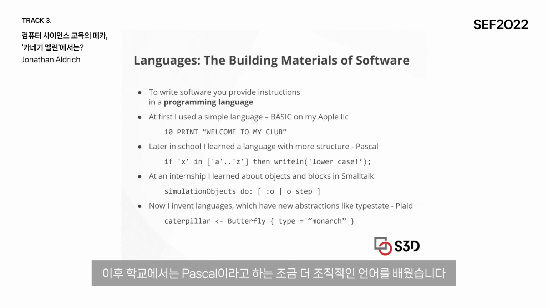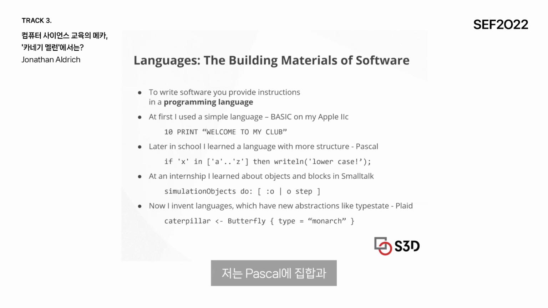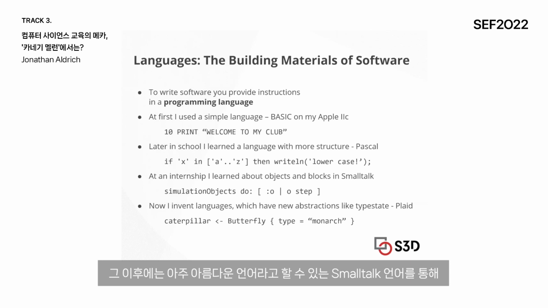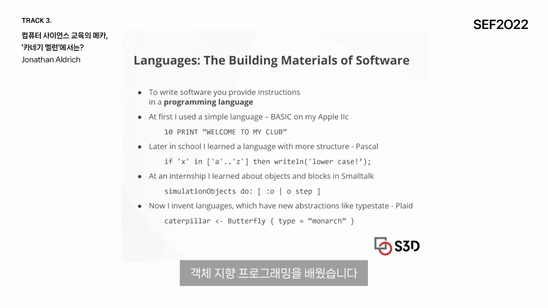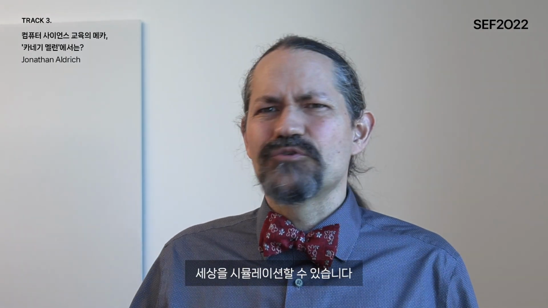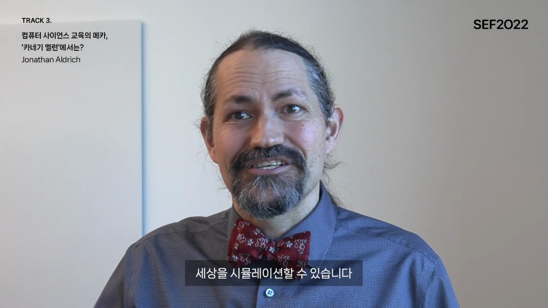Later in school, I learned a language that had more structure, Pascal. And I learned that Pascal has sets and if statements and functions and all this structure, right, that really could let you build more professional things and build complicated things and rich things out of simple things. Later on, I learned about object-oriented programming and eventually the Smalltalk language, which is just an incredibly beautiful language. I experienced that at my first internship in industry. And in Smalltalk, you can take a set of simulation objects, for example, and simulate the world by having each one of those objects do an action, take a step in a simulation.